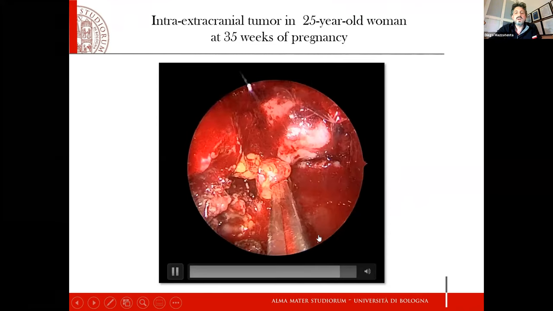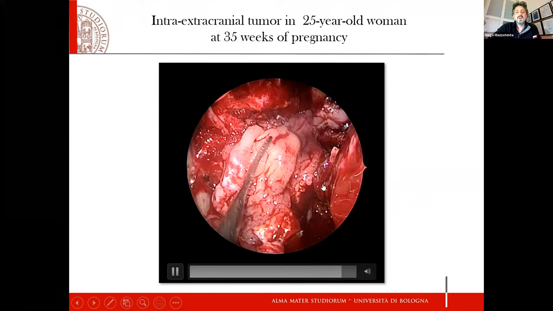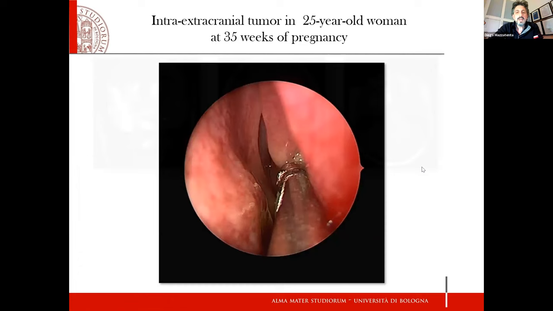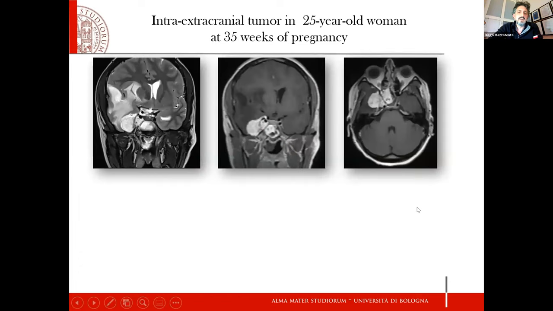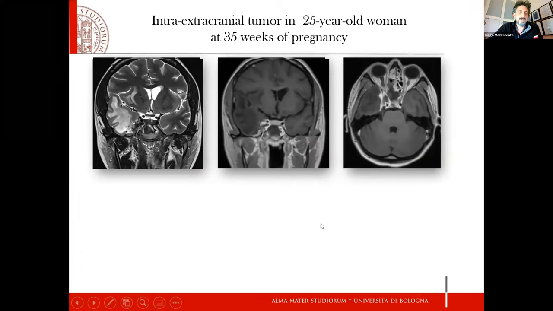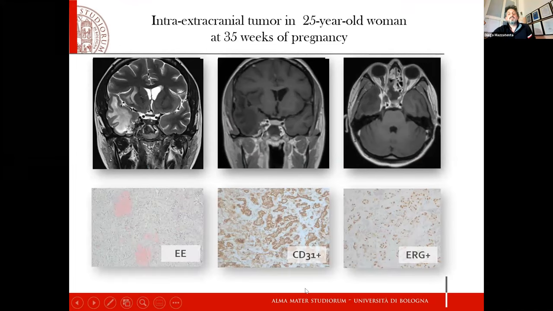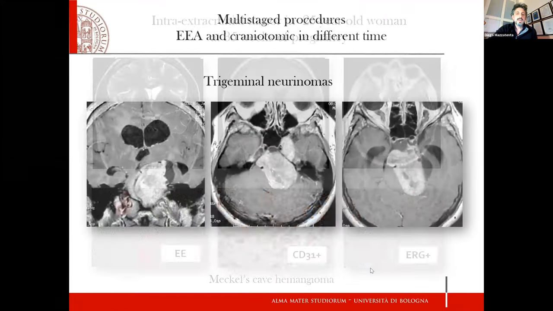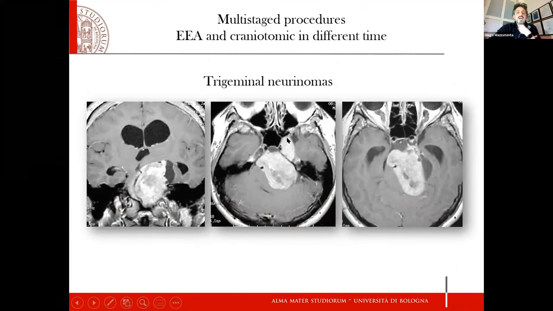In this case, we prepared the pedicle flap from the nasal septum. And these were the results postoperatively. The anatomopathological report described a microscopic hemangioma. Also, this type of surgery on the cavum Meckel could be useful in a multi-stage strategy in cases of trigeminal neuromas.